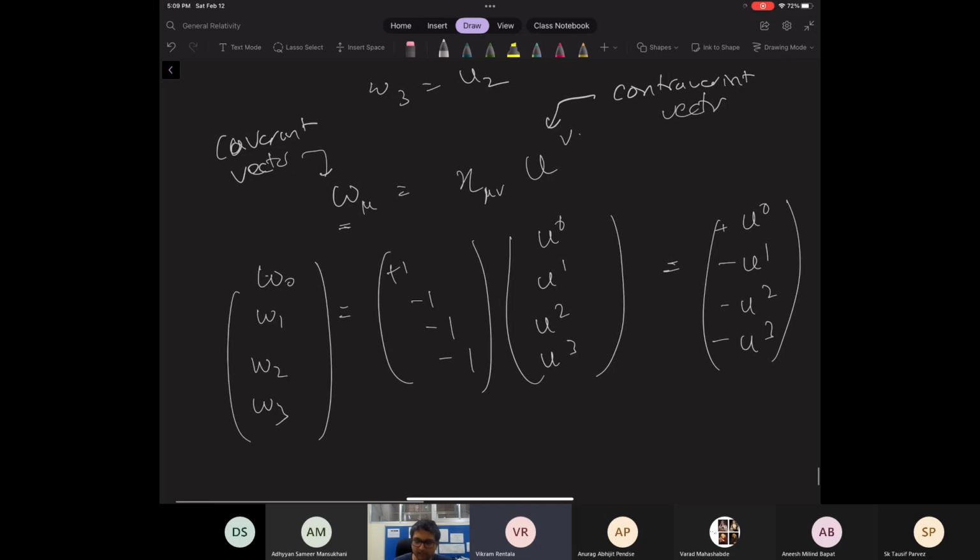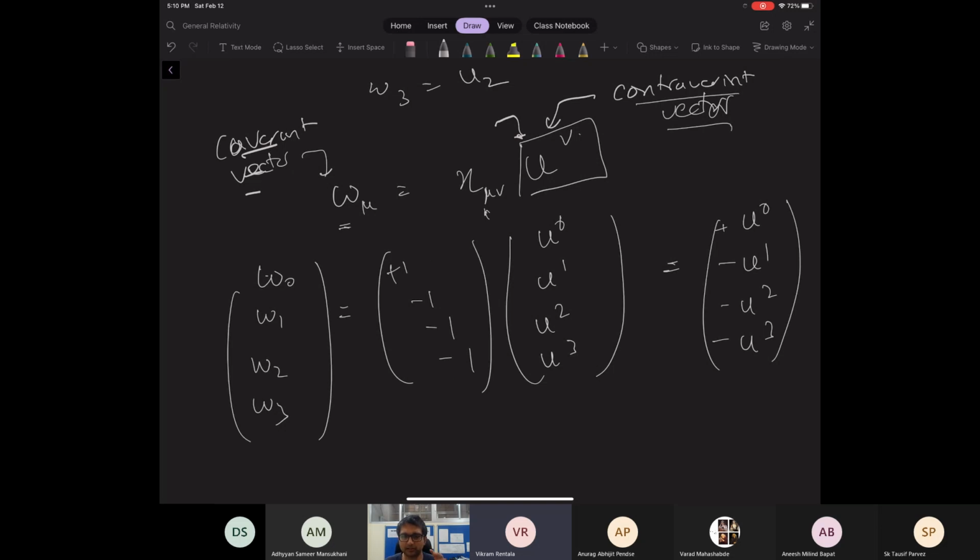What we were secretly doing was writing the components of a vector, and we were calling that a contravariant vector. And we were writing the components of this covariant vector using the components of the contravariant vector and lowering the index via eta mu nu. This lowering of the index seemed to be just a mathematical thing. It didn't seem like it had any deep meaning.